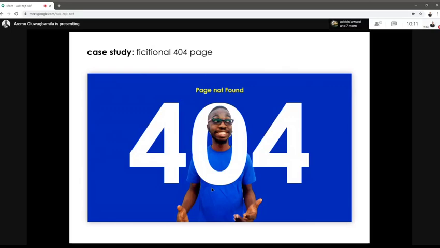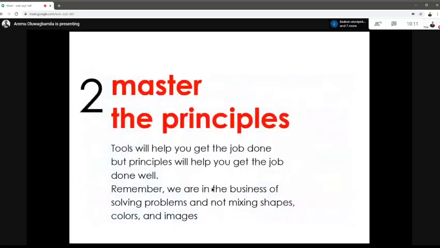So the next thing is master the principles. I put it here that tools will help you get the job done, but principles will help you get the job done very well. I don't know if you get that. Tools help you get the job done, but principles will help you get the job done very well.